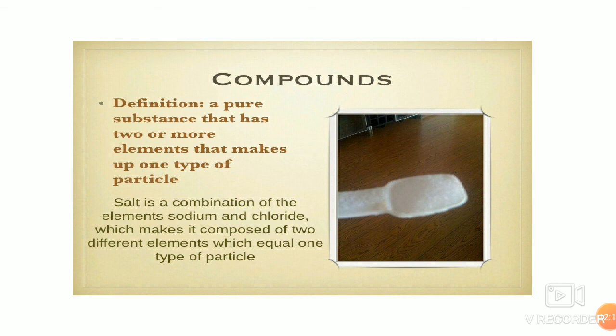Moving on to the part that is called compounds. Now what is a compound? It has a definite ratio by mass, as I told you earlier in the starting, right? A pure substance that has two or more elements makes up one type of particle, and it contains a definite ratio by mass.